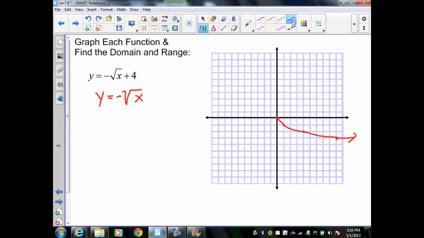And now, to generate the function I need, all I need to do is do a horizontal shift left of 4 units. 1, 2, 3, 4. And that is the function that I was asked to graph.